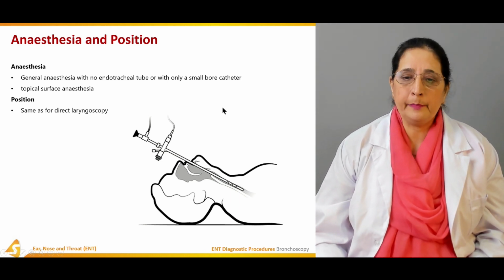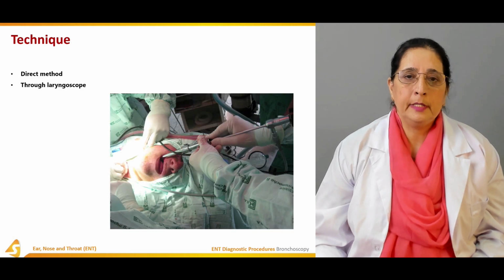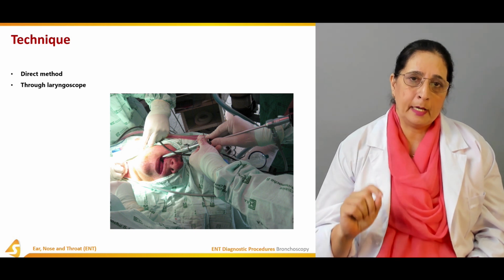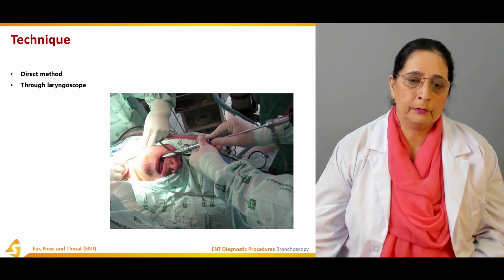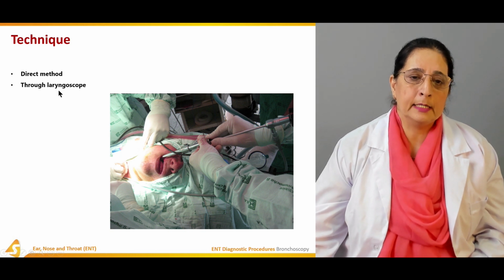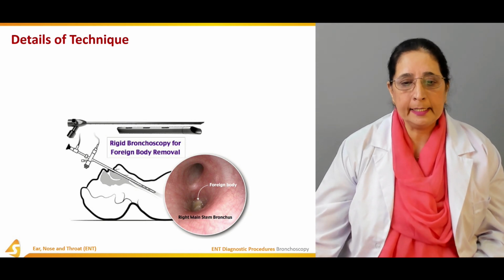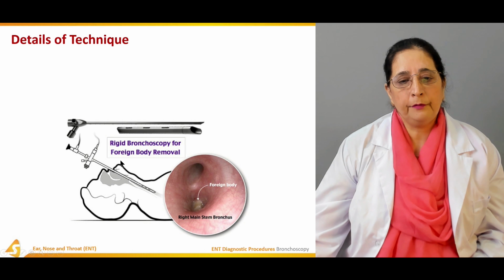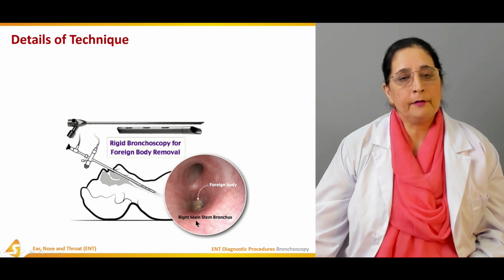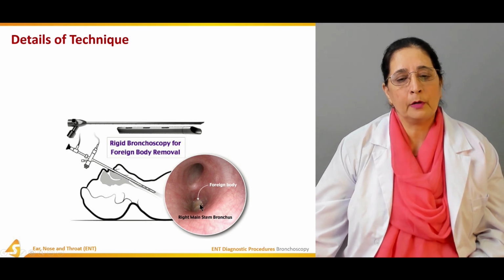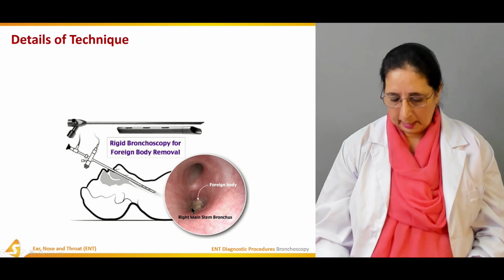The technique is a direct method, or it can be done through a laryngoscope. The laryngoscope is inserted and then bronchoscopy is performed through that, or it can be the direct method. Details of the technique: rigid bronchoscopy for foreign body removal. This is the foreign body present in the right stem bronchus. The bronchoscopy is done to remove this foreign body present in the bronchi.